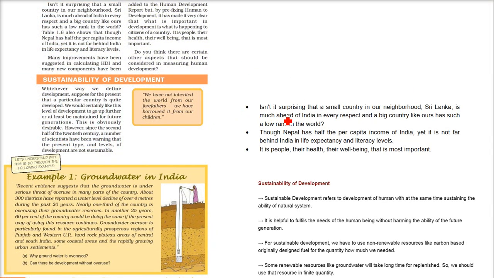So what we see surprising is that a small country, Sri Lanka, in our neighborhood, is much ahead of India in every respect. And a very big country like us has a very low rank, as you saw. Though Nepal, as we just indicated, has half the per capita income of India, it is not far behind India in life expectancy and literacy levels, as I just showed you. So it is the people, the citizens, their health, their well-being, which is more important.